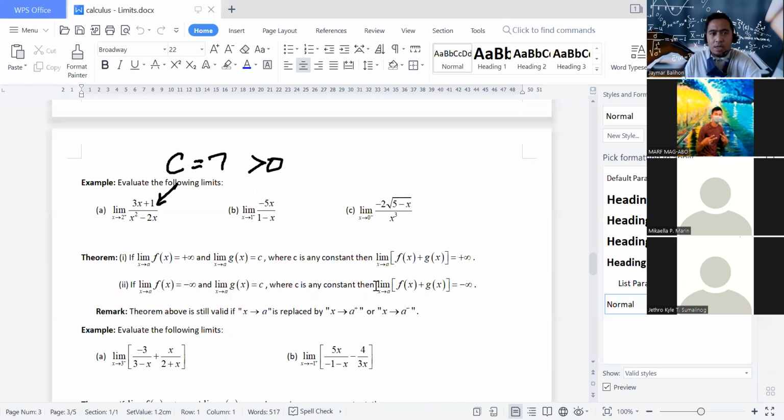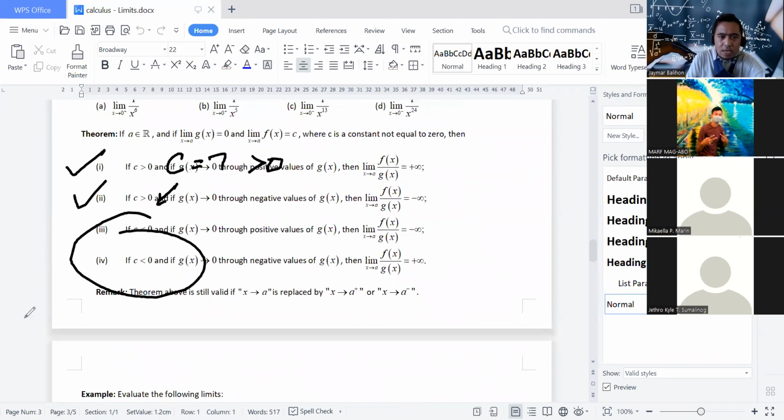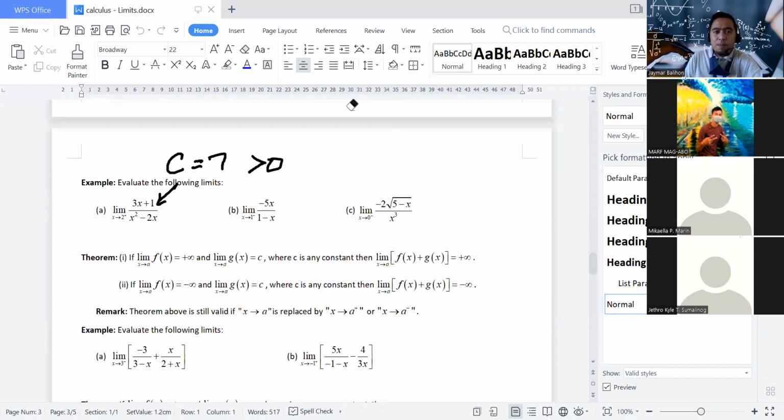Your C is 7 and C is greater than 0. If C is greater than 0, then it is either case number 1 or case number 2, because cases 3 and 4 only hold if your C is negative. But this time your C is positive. Okay? Understood, class? Yes, sir. Now, is it case 1 or case 2?